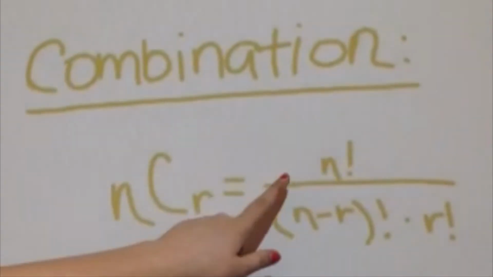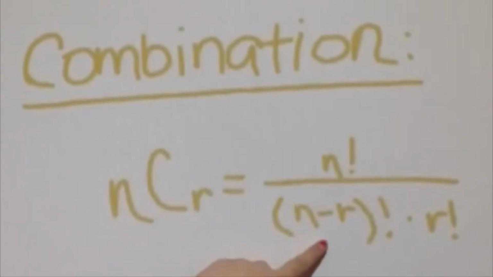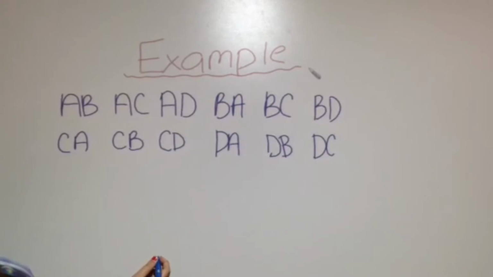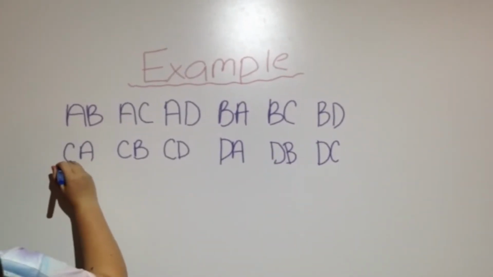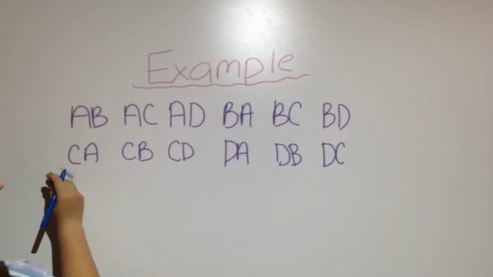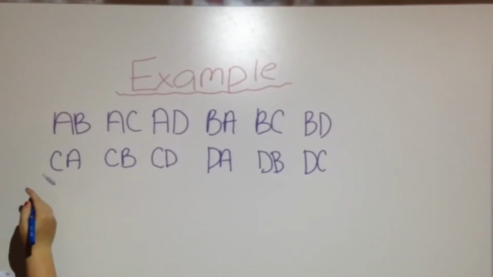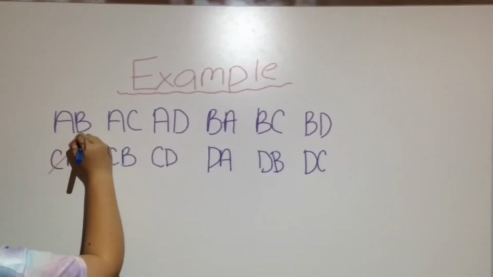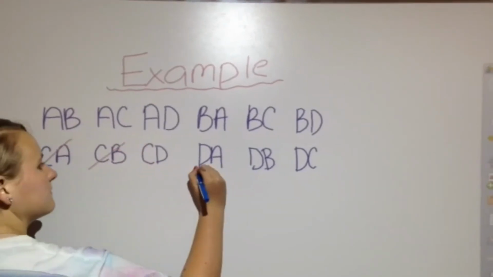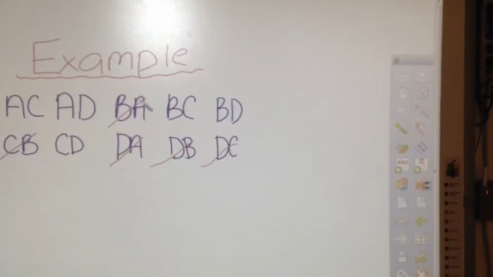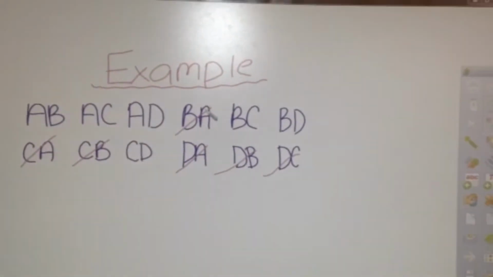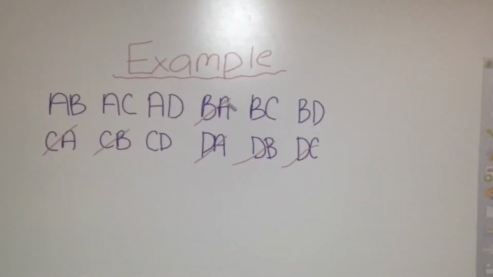Combinations equal n factorial over n minus r factorial times r factorial. Example, count the combinations of two letters from the list A, B, C, and D. List all the permutations of two letters in the list A, B, C, and D. Because order is not important in a combination, cross out any duplicate pairs. There are 6 possible combinations of two letters from the list A, B, C, and D.